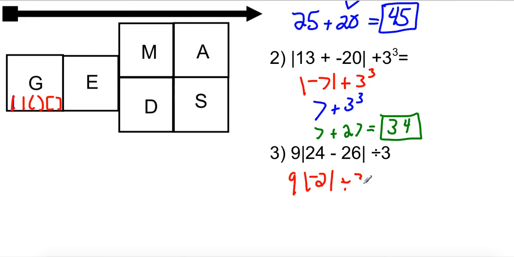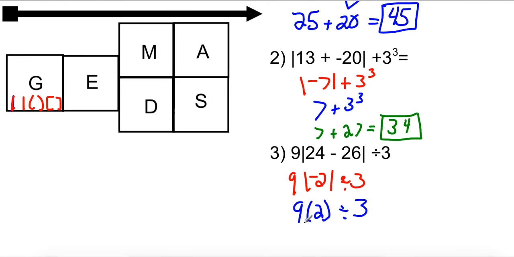I bring everything else down. I have 9 minus negative 2 divided by 3. I'm going to first take the absolute value of negative 2, which is positive 2, and I'm going to leave this in parentheses to remind myself that this is still a group. Even though I found the absolute value of negative 2, I need to put the parentheses around it because this is a group and I need to take care of that operation first. Bring everything else down, times 9 divided by 3.